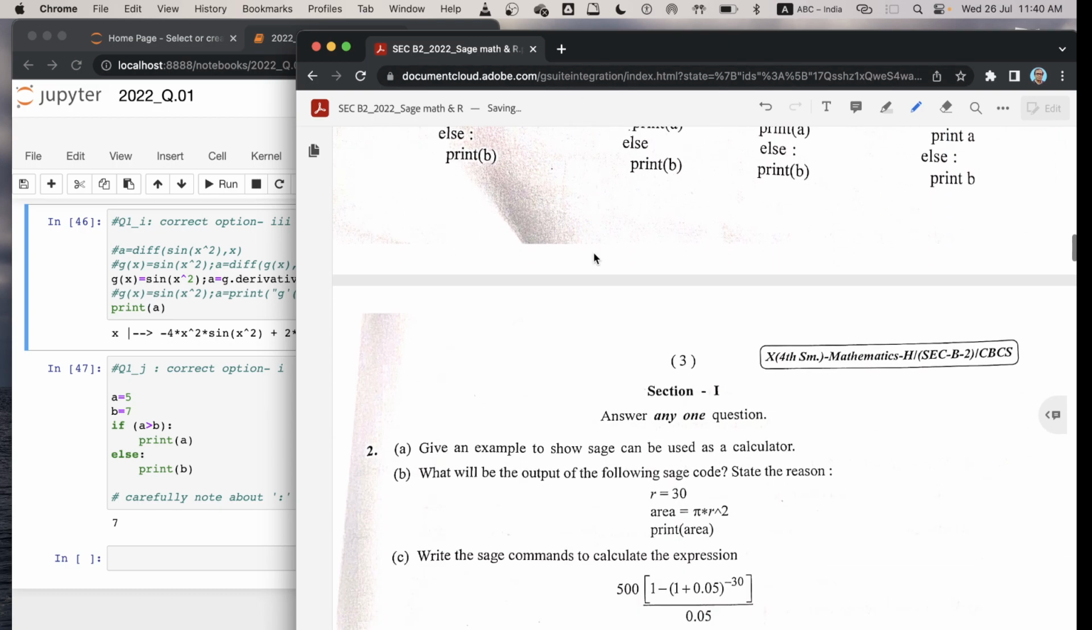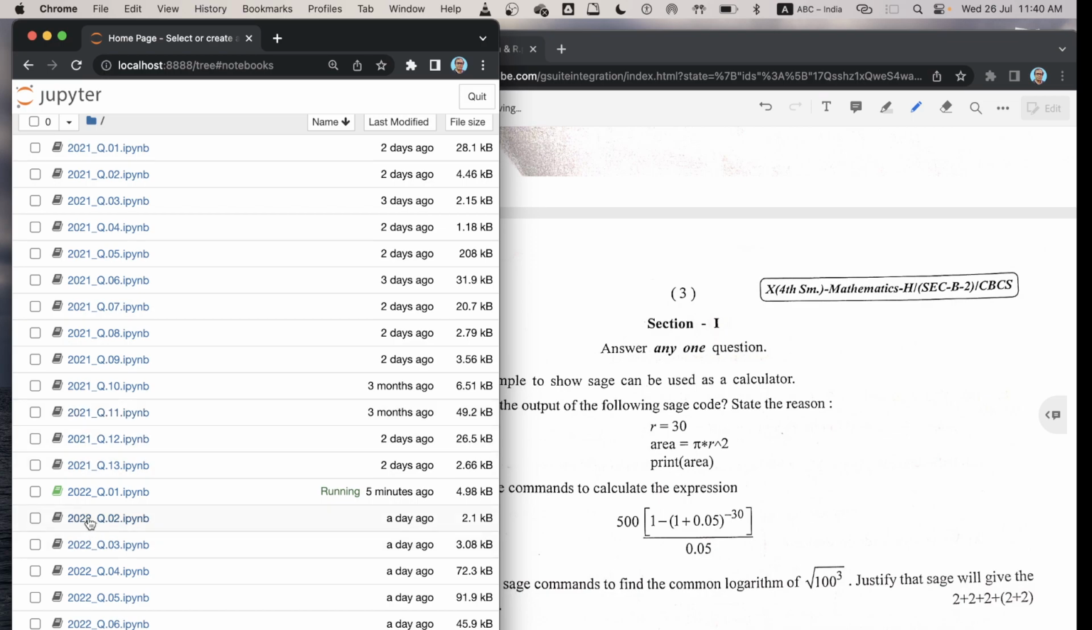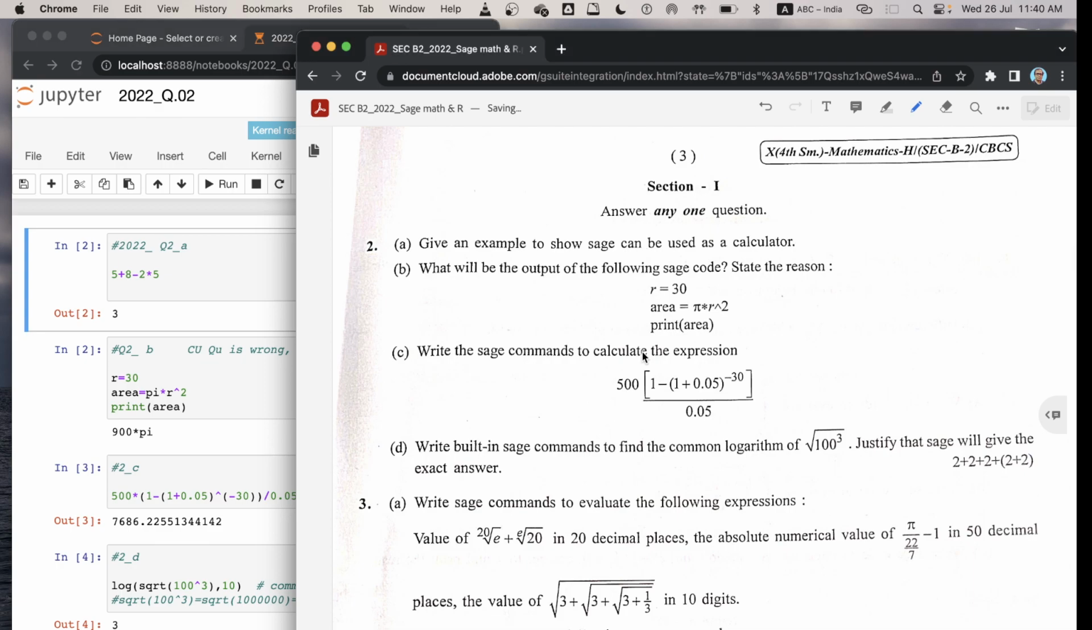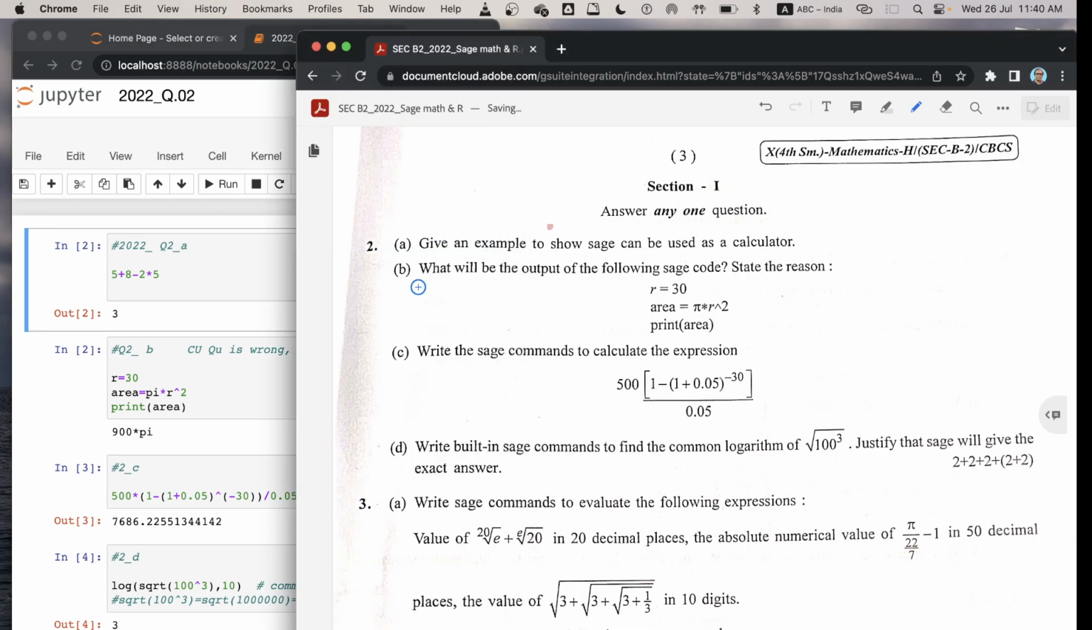Next, question 2, section 1. Question 2a: give an example to show Sage can be used as a calculator. It is obvious, you can add, subtract or multiply integers: 5 plus 2 minus 2 plus 5, and the output is simply 3. So we can use SageMath as a calculator.